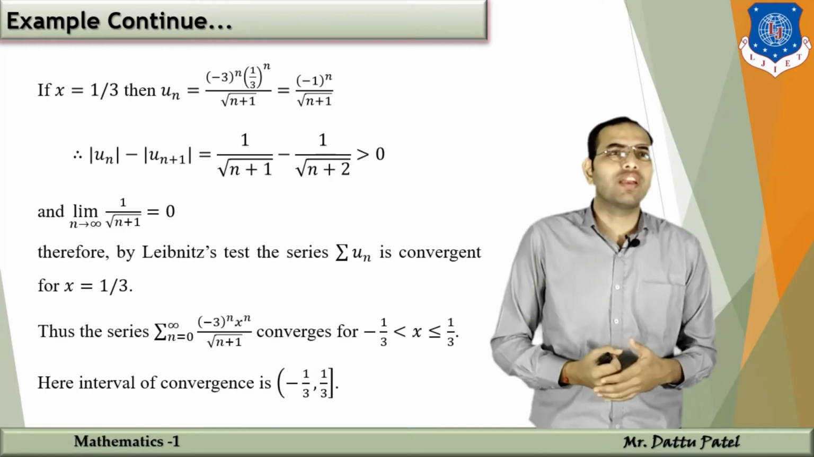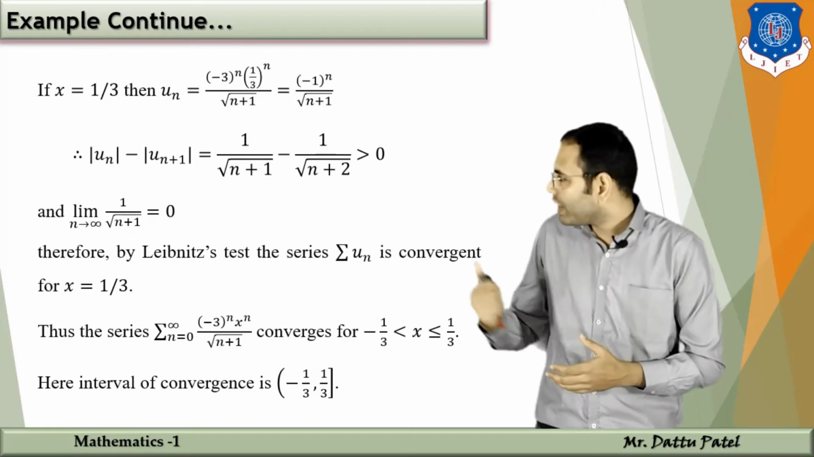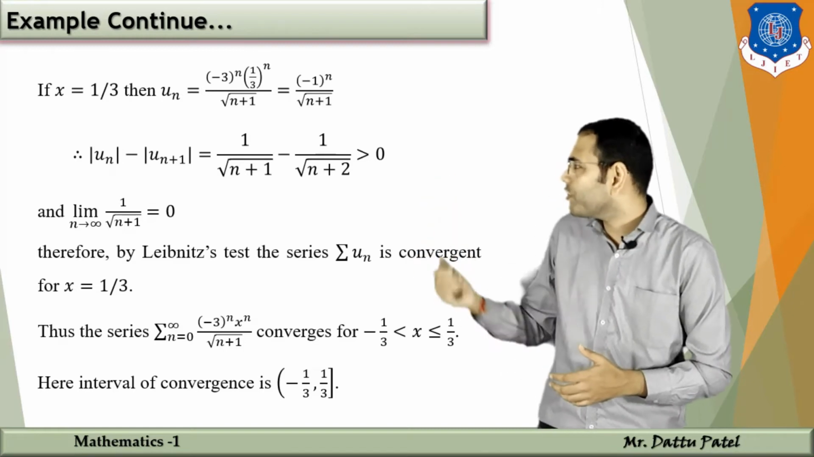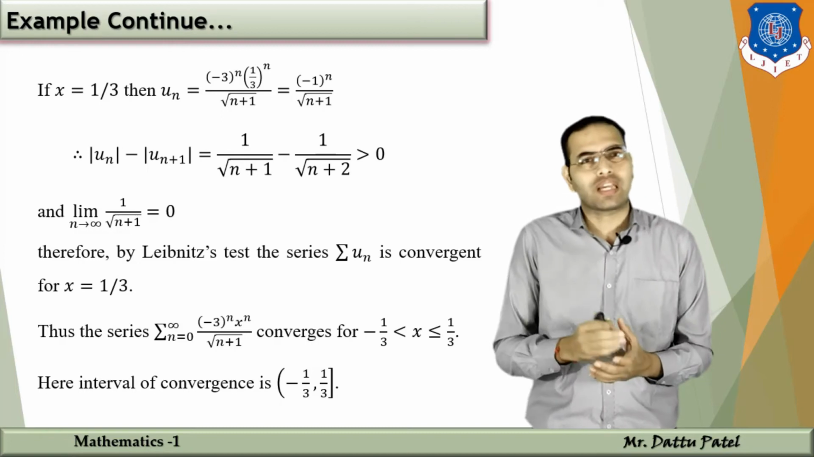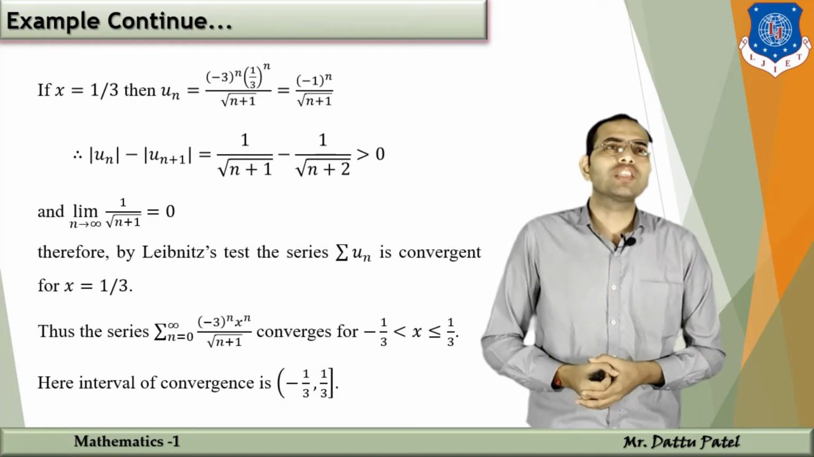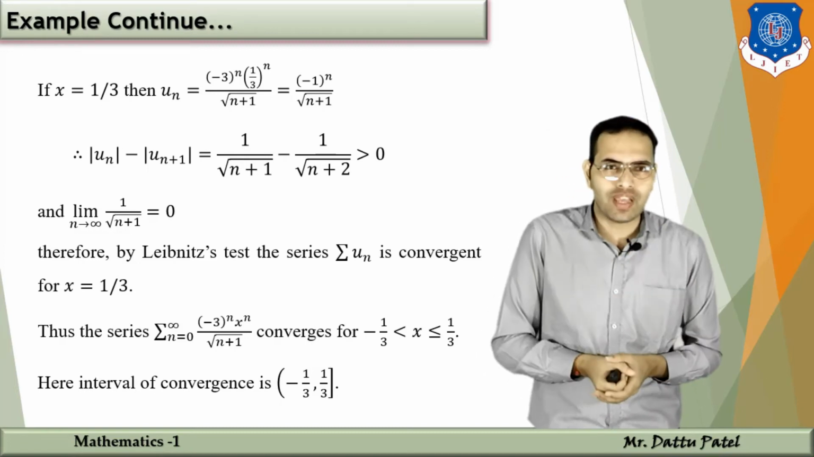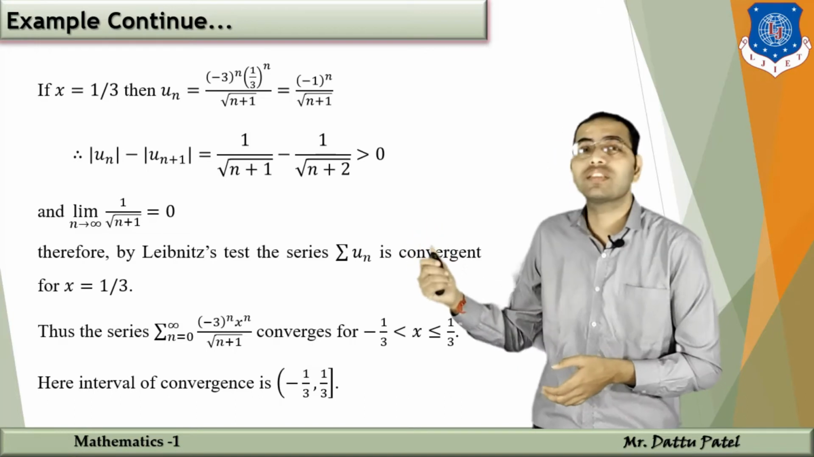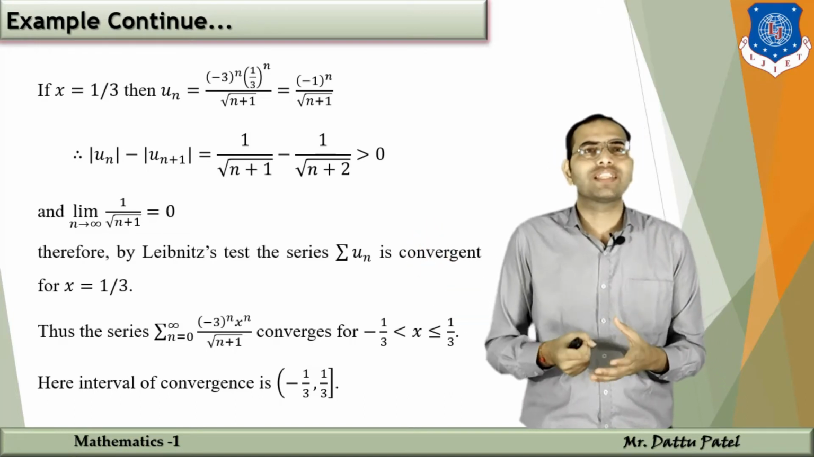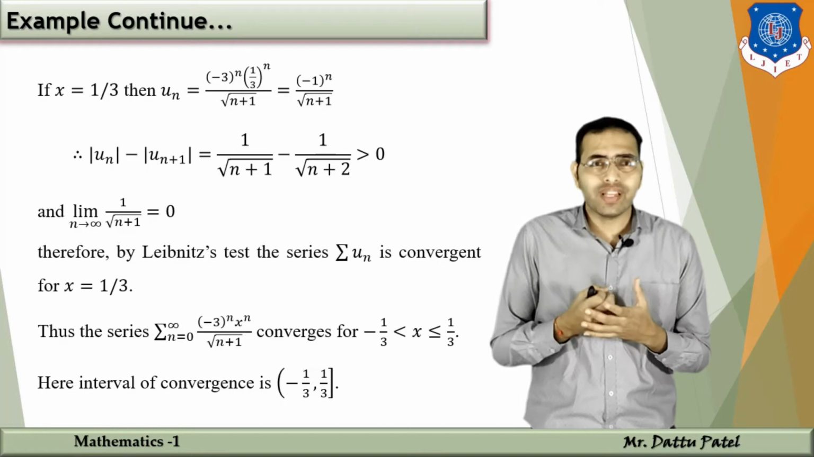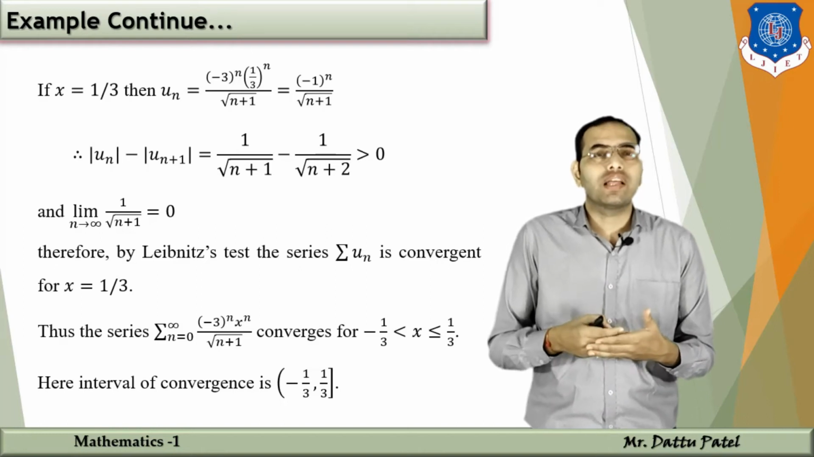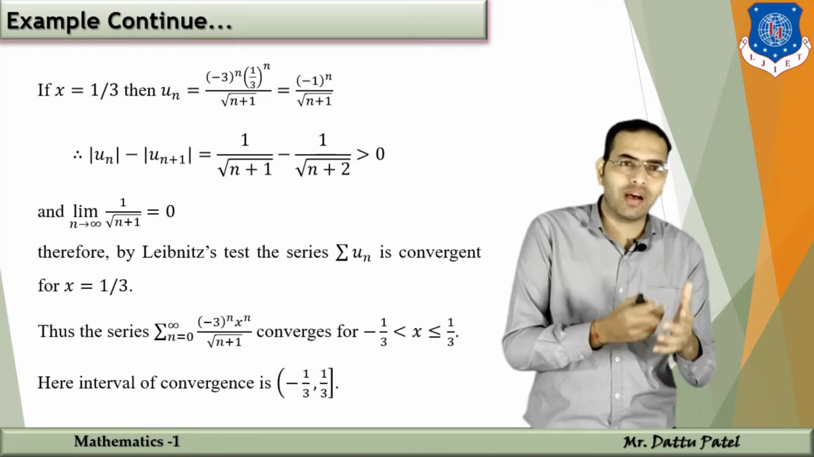The limit as n tends to infinity of 1 upon square root of n plus 1. Applying the limit, we get 1 upon infinity, that is 0. Then the second condition is also satisfied. According to the Leibniz test, we can say that the given series is convergent for x equal to 1 by 3.